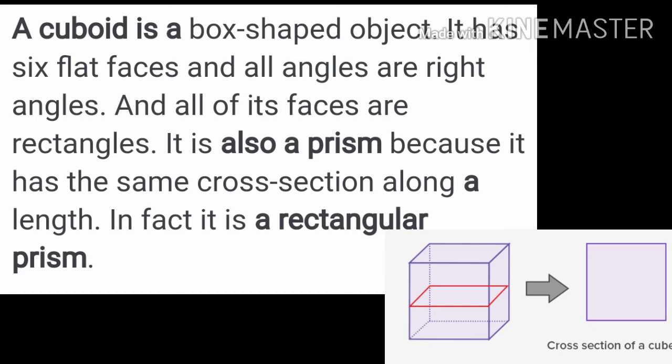Now a cuboid is also called a rectangular prism. Why? A cuboid is a box shaped object. It has 6 flat faces and all the angles are right angles and all of its faces are rectangles. It is also a prism because it has the same cross section along its length, right? You can see from the figure, when we are cutting it, what shape we are getting.